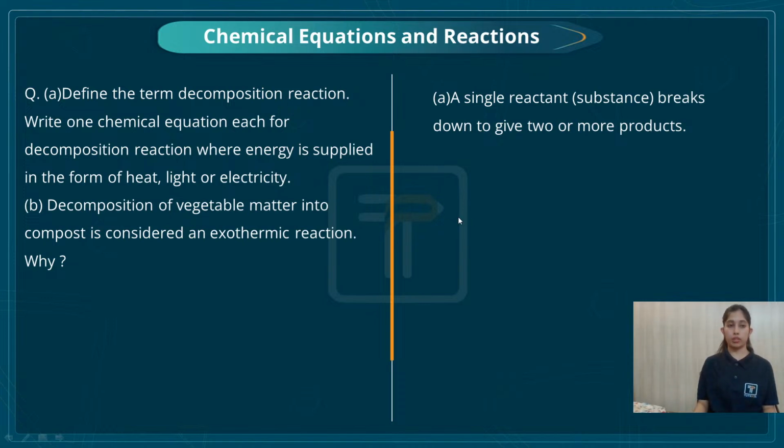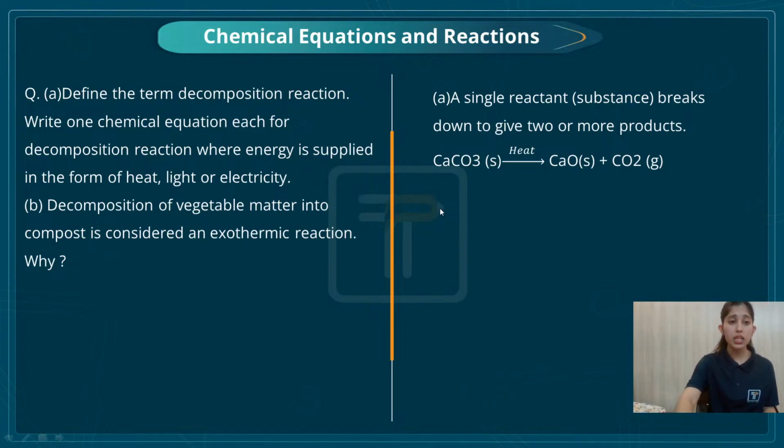Write one chemical equation for a decomposition reaction where energy is supplied in the form of heat, light or electricity. So they are giving you liberty. Include any one chemical reaction. For example, calcium carbonate decomposes into calcium oxide and carbon dioxide. That's it. And it requires heat. Remember that you have to also specify what type of energy is supplied: heat, light or electricity.